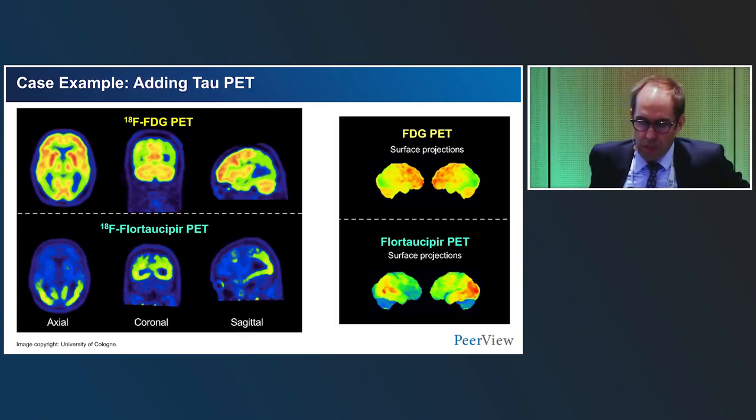And this is for the same patient added the tau PET scan. And that's what I mentioned before. It is quite strikingly obvious here that the regions that are tau positive in that case are also the same regions that are affected by neuronal dysfunction.